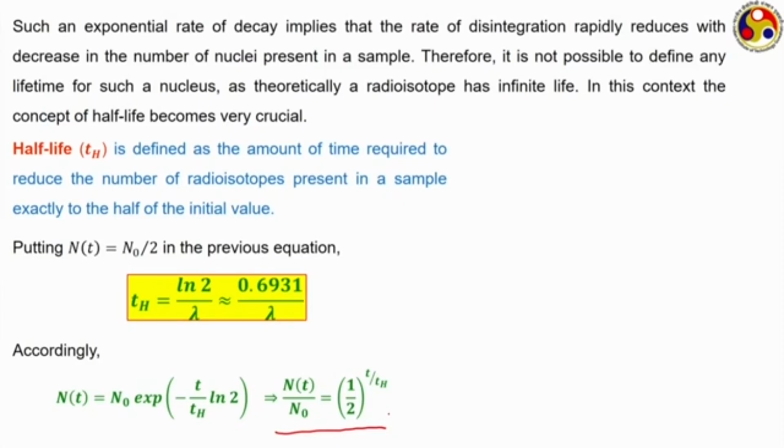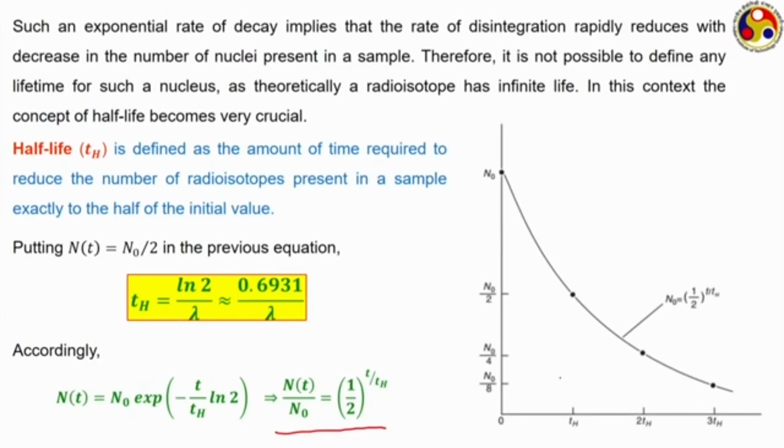Now, if you represent this on a graph, say at time t equal to 0, we are starting with N equal to N naught. If we follow the time after a T h amount of period has elapsed, that is, an amount of time exactly equal to the half life, then the number of elements present in the sample also will become exactly half, that is N naught by 2.